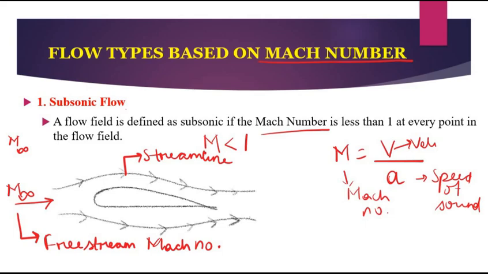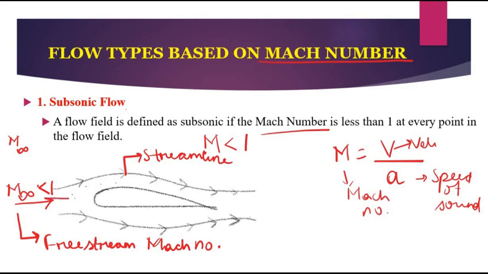Okay, I say that this free stream Mach number is less than 1. Now here the free stream Mach number is less than 1. On the contrary, we have one more point to be said, that it is not compulsory that it is going to be less than 1.